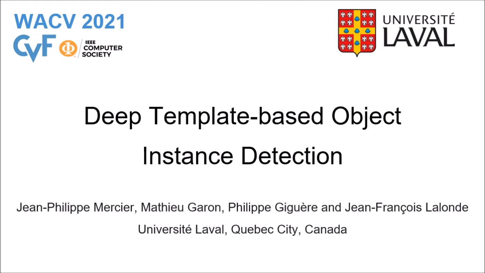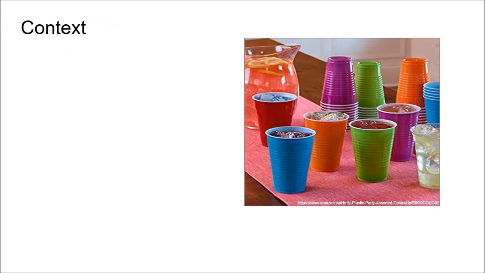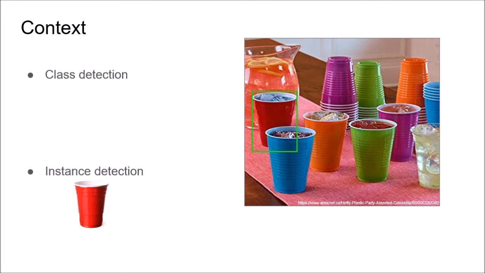Hi, in this video, we present our paper, Deep Template-Based Object Instance Detection. Object detection is a key computer vision task for which much of the focus has been on the problem of identifying the bounding boxes of a particular object class in an image. Yet, in contexts such as robotics and augmented reality, it is often necessary to find a specific object instance, such as a red cup in this case, instead of all the objects from that class.